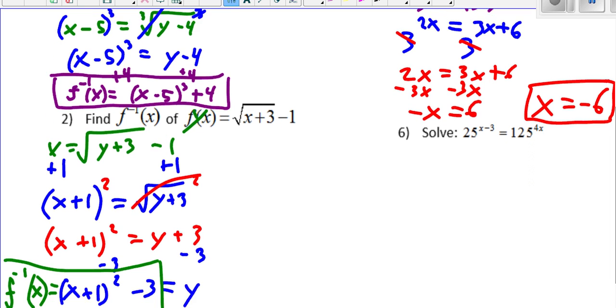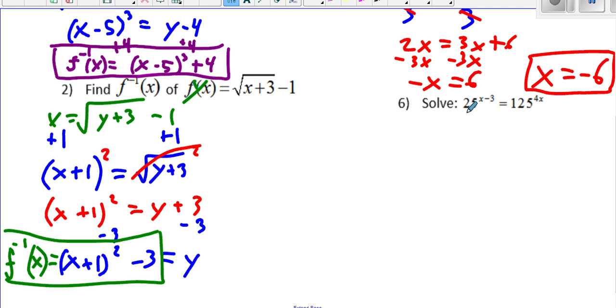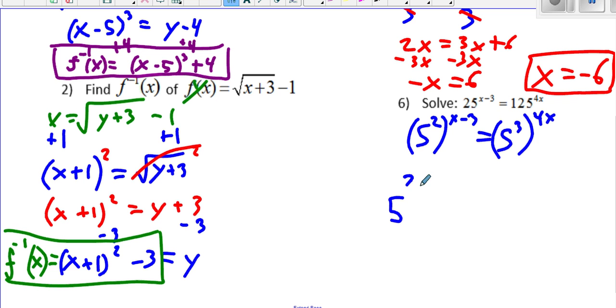Same process for this next question. You want them to have the same base. They're both powers of 5. This is 5 squared, so it's 5 squared to the x minus 3. And then 125 is 5 to the third to the 4x. Power to a power, you multiply. So this is 5 to the 2x minus 6. Distribute that. Equals 5 to the 3 times 4x, which is 12x.